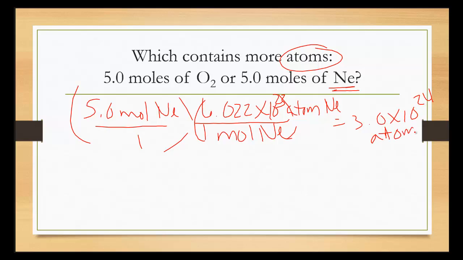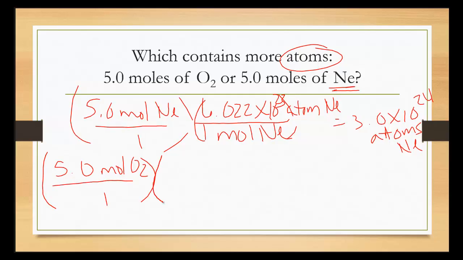Alright, let's look at the oxygen now. This one's a little bit more difficult. 5.0 moles of oxygen over 1. Look at oxygen. Notice that there's a 2 down here. That means the representative particle is no longer an atom. This is now considered a molecule. So, when we put this into our equation, 1 mole of O2, 6.022 times 10 to the 23rd, is no longer atoms. I'm going to use the word molecule here instead.